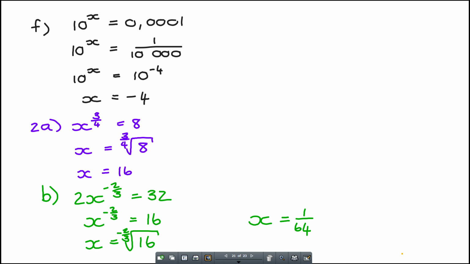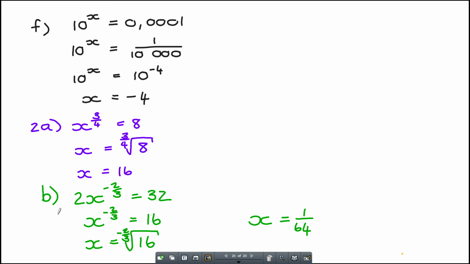Now at number 2, we said we've got to use the examples that I did yesterday about what's the opposite of a square? Square root. Opposite of a cube? Cube root. So the opposite of to the power of 3/4 would be 3/4 root. Okay, so any questions at 2A?